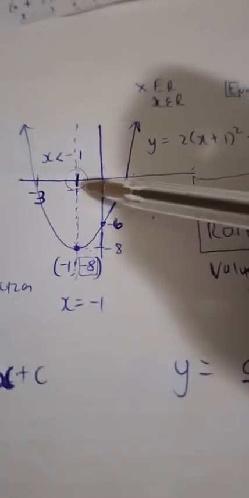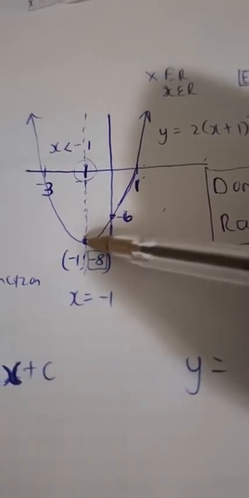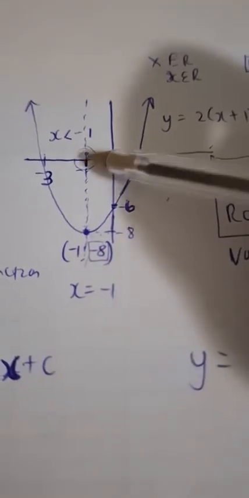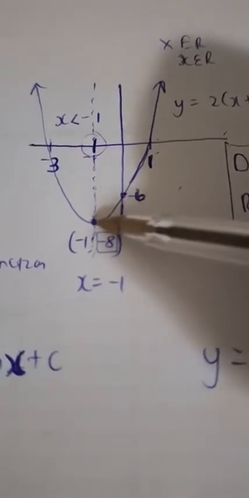Then you want to ask a different question: for which values of x is the function increasing? Remember, where are we now? We are at x equal to -1. Now we start, look, we increase.